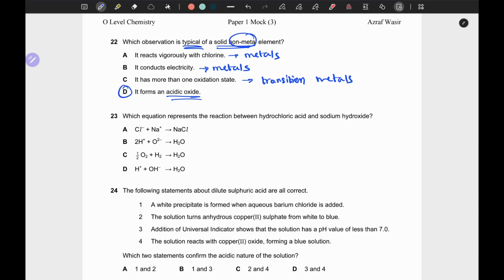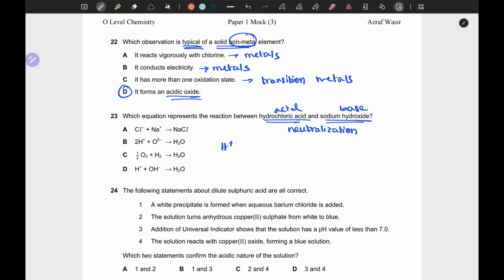Which reaction represents the reaction between hydrochloric acid and sodium hydroxide? So this would be a neutralization reaction, an acid and a base, or an alkali. And if you look at our options, all of them are ionic equations. So we also need to write the ionic equation over here.